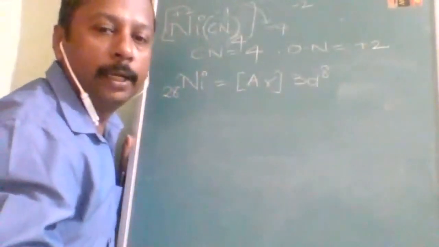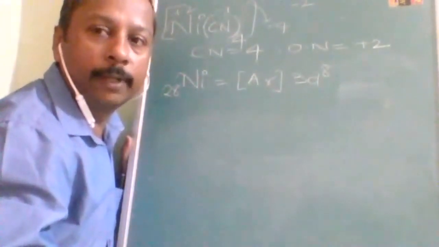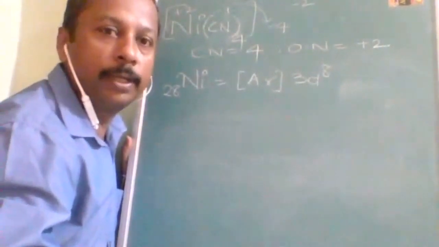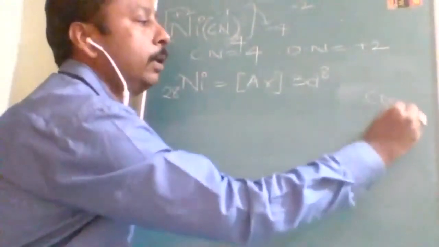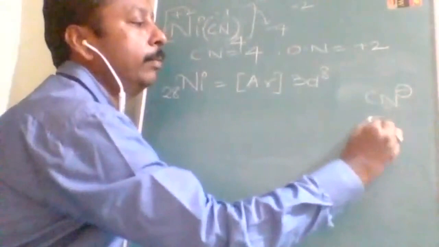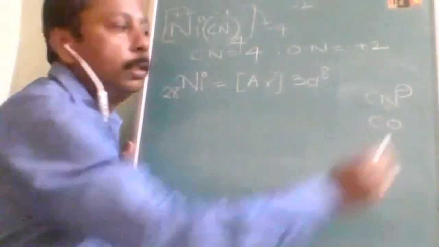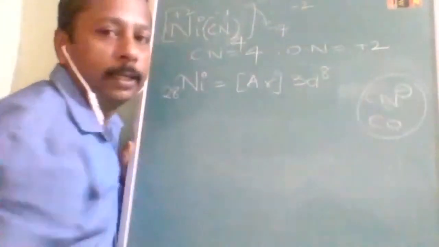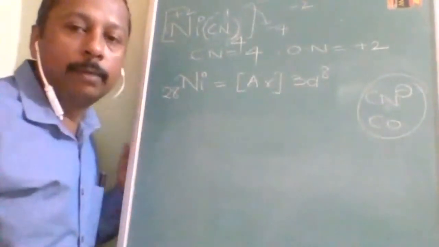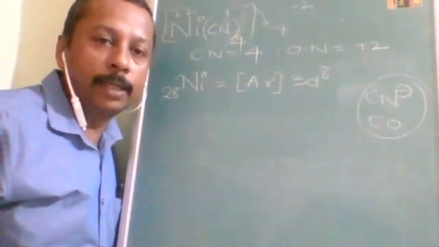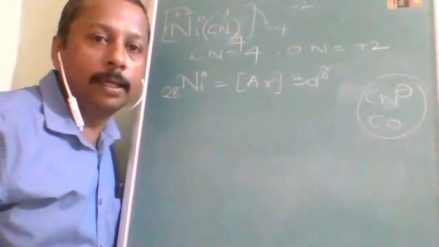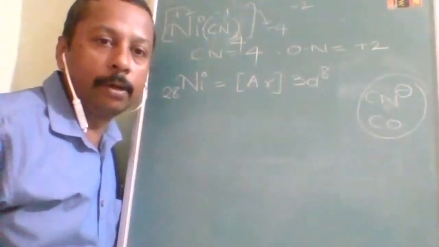Including weak field ligand and strong field ligand. But for memory purpose, you should remember two things. What are the two strong field ligands? CN minus and CO. These two are the strong field ligands. The list of strong field ligands which you must remember is CN minus and CO. These are the strongest field ligands.